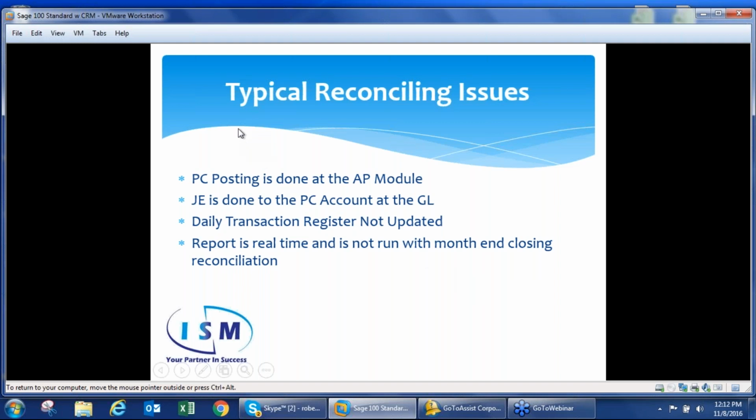And typical reconciling issues. So our typical problems we see with clients related to purchases clearing is one of several things. One, you process a receipt of goods in the PO module, but the AP clerk processes the invoice directly in AP. Now the issue here is when you process a receipt of goods in the PO module, Sage is going to debit inventory and credit the purchases clearing account.